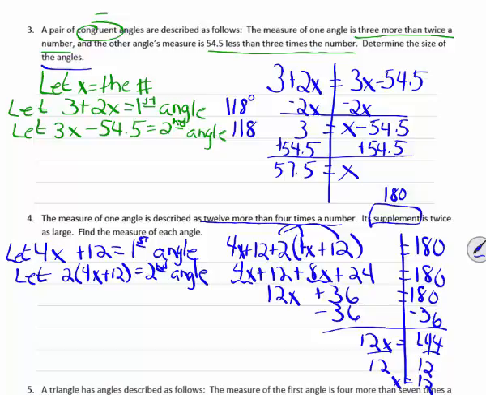But again, they did not ask me for that. They want to know the measure of the angle. So I have to put that 12 in here. So I'm going to do 4 times 12 plus 12, which is 60. And then if I double that, this one's 120.